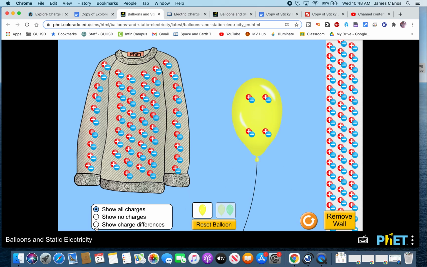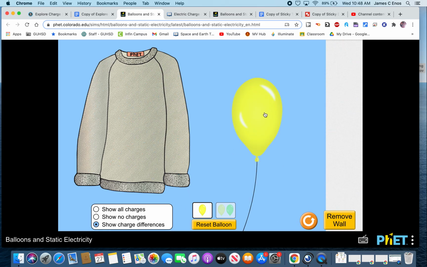So when I click on show the charge difference, this is just going to show the net charge. Right now the balloon has a net charge of 0, the sweater has a net charge of 0, and the wall has a net charge of 0.